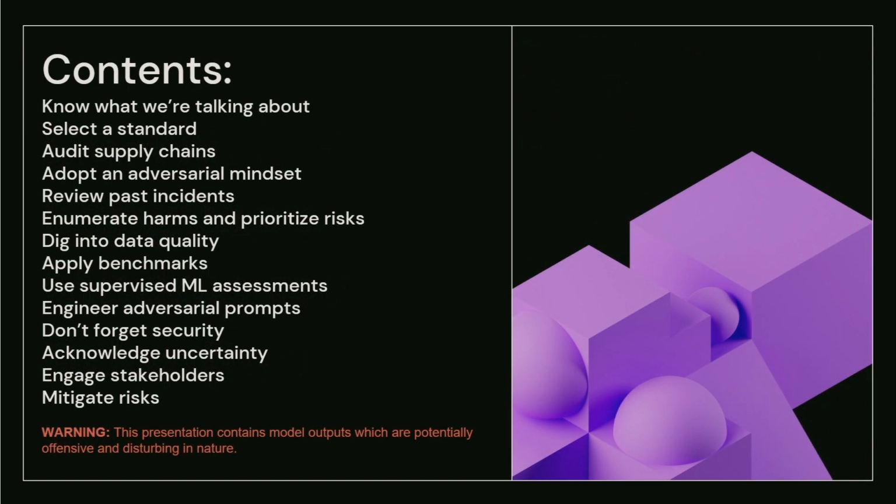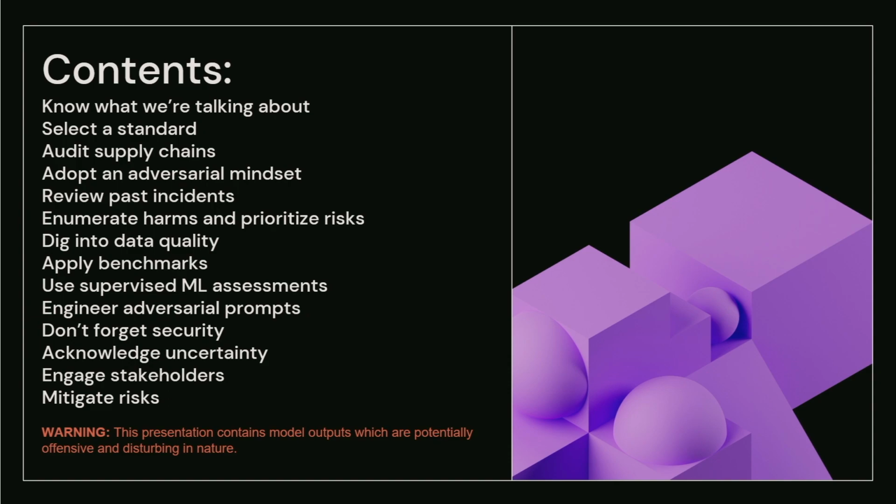Okay, it's a fairly long deck. I'll have to move quickly, but this is what we'll be trying to do. We'll go through some vocabulary. I think it's very important to select a standard to which to audit or test against. Got to think about supply chains. Got to have an objective adversarial mindset. We want to review past known incidents to guide our red teaming or audit efforts to understand what some of the most prominent risks are. We want to understand what risks are the most harmful and prioritize those for mitigation.